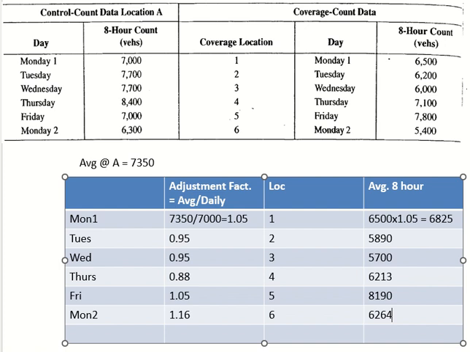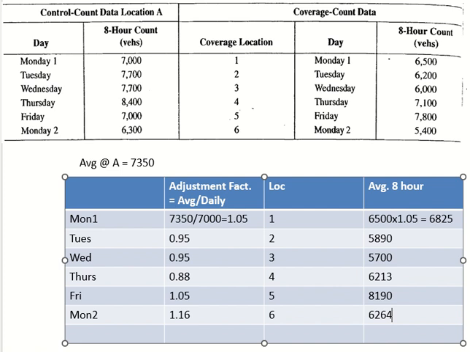Now, I mentioned yesterday as well, how much time you will spend on the coverage locations is up to you. But there should be some overlapping between the control and the coverage. If you are satisfying this condition, you can decide how many hours to spend on the coverage. In the previous case, we were spending 1 hour on each location. In this case, we are spending 8 hours on each location, and we needed the data for 8 hours. So in one day, I can only do one location.